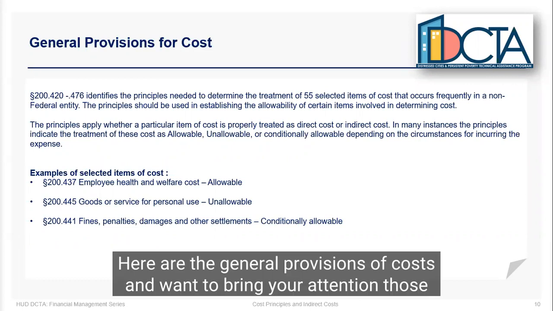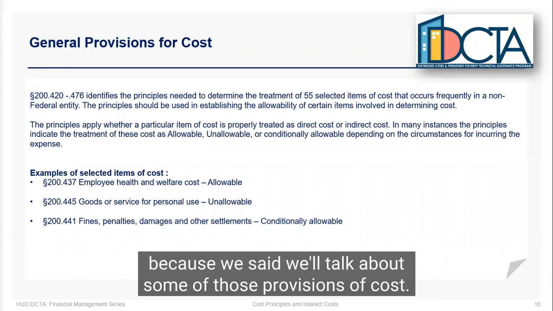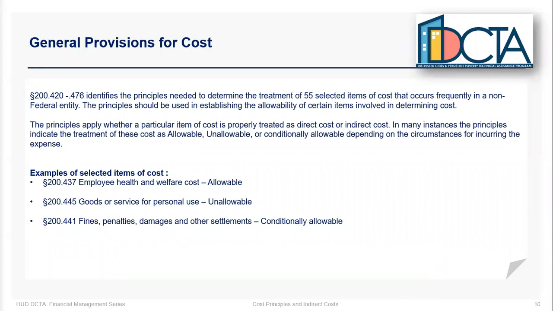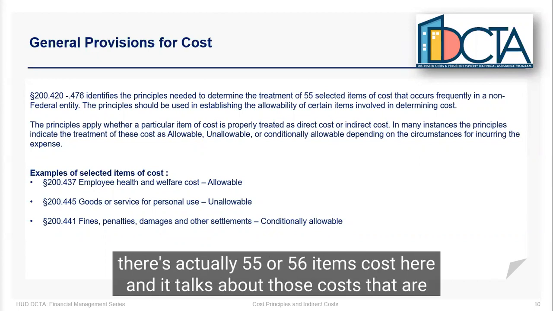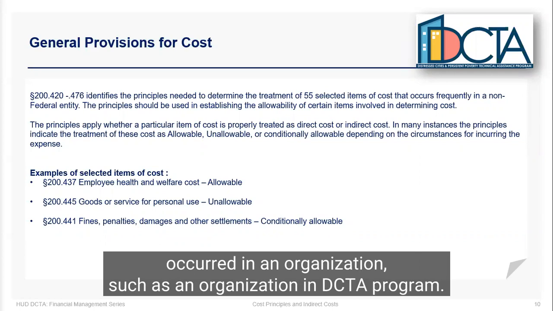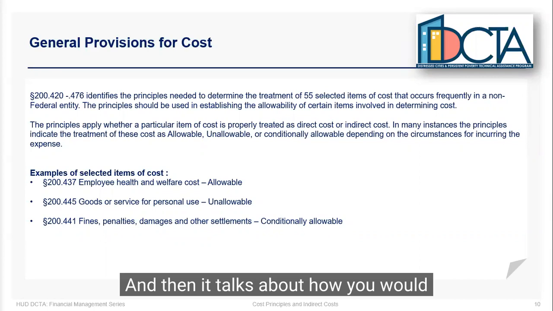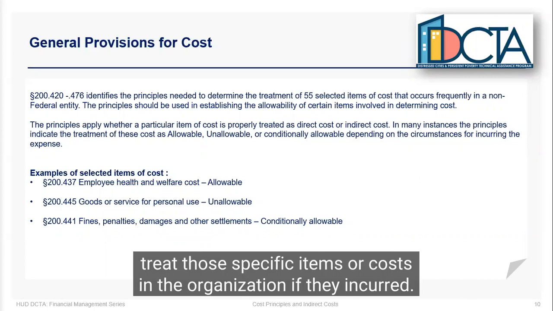Here are general provisions of cost, and I wanted to bring your attention to those. Like we said, we'll talk about some of those provisions of cost. These are basically in this section from 420 to 476. There are actually 55 or 56 items of cost here. It talks about those costs that are incurred in an organization, such as an organization in a DCTA program, and how you would treat those specific items of cost in the organization if they were incurred.